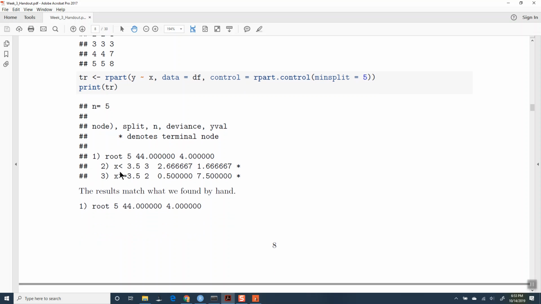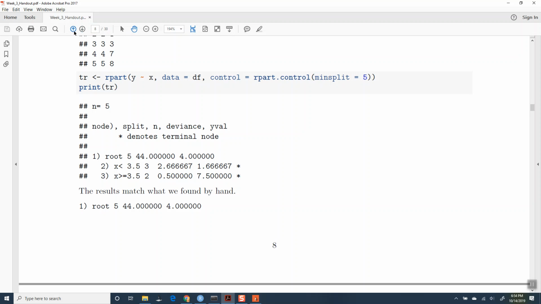All right, and then over here, the next line says at node 2, the split happens for x values less than 3.5. And if you do that, there will be 3 observations resulting in that partition, and the deviance there is going to be 2.667, and the predicted value for all observations in that node is 1.667. And it indicates this is a terminal node. Same kind of information for the next one, with 2 observations.